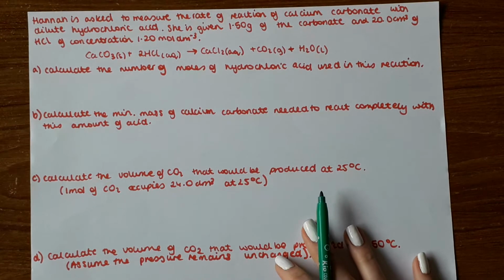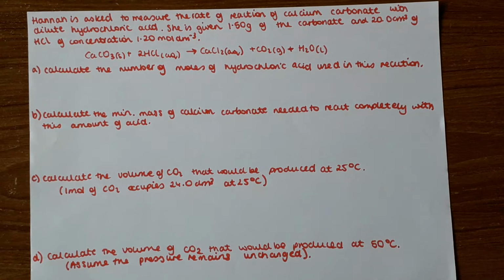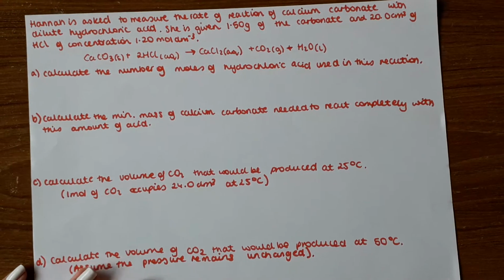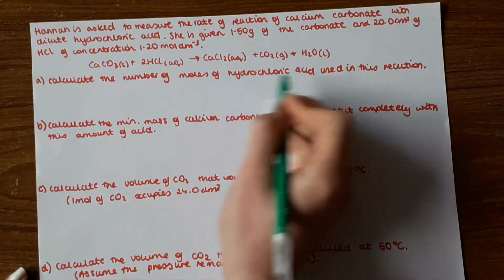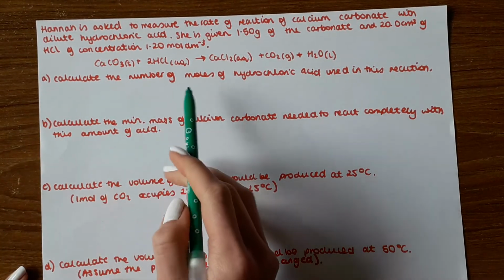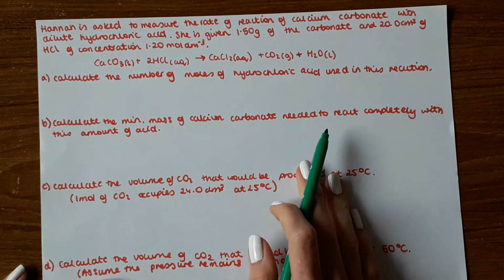Hannah is asked to measure the rate of reaction of calcium carbonate with dilute hydrochloric acid. She is given 1.50 grams of the carbonate and 20.0 cm³ of hydrogen chloride of concentration 1.20 mol dm⁻³. This is the equation. And now we're asked to calculate the number of moles of hydrochloric acid used in this reaction.